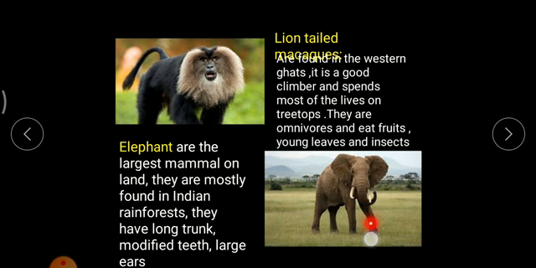With this long trunk, they can catch or hold different branches, or they can even eat with the help of this trunk. They have long teeth so that they can tear the bark of trees. Large ears. With these large ears, they can even detect very small intensity of sound. So these were certain animals which have been found and adapted according to the environment in which they are living.